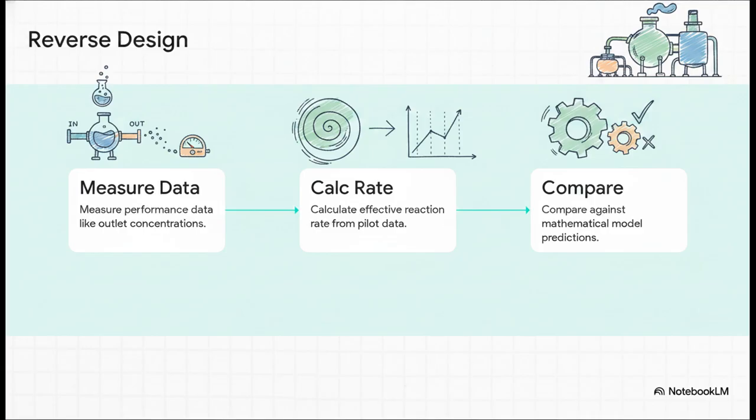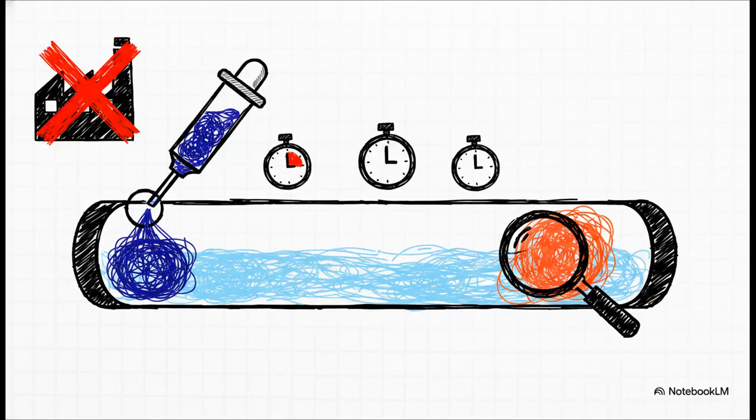From there, they compare that real-world rate to their laboratory mathematical models and tweak the parameters until they get the absolute best possible fit. So this pilot data helps analysts rigorously tease apart the intrinsic chemical kinetics, the pure chemistry, from physical limitations like heat and mass transfer. Pilot plants allow engineers to find dangerous temperature hotspots way before they're built into a final factory.